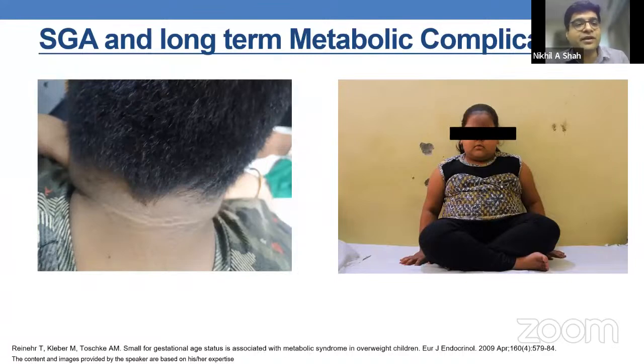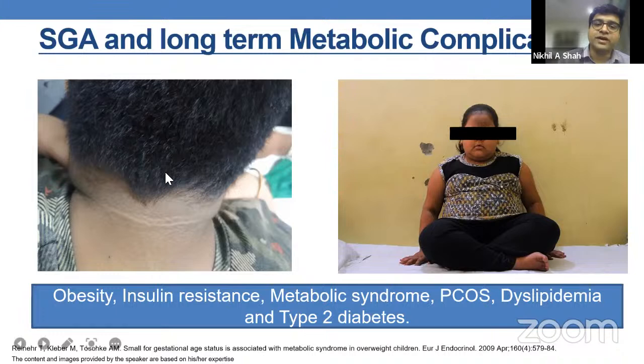Another important thing that we don't need to forget and we routinely see in practice, especially post-pandemic, is SGA and long-term metabolic complications. So we should remember never to forget screening for obesity, insulin resistance, metabolic syndrome, PCOS, dyslipidemia, and type 2 diabetes in SGA children, and the reverse also holds true. Any child with obesity who comes to you, please take the birth history, as the majority of these children will have a birth weight less than 2.5 kilos. So we know that this is a metabolic programming which is causing them to develop these long-term metabolic complications.